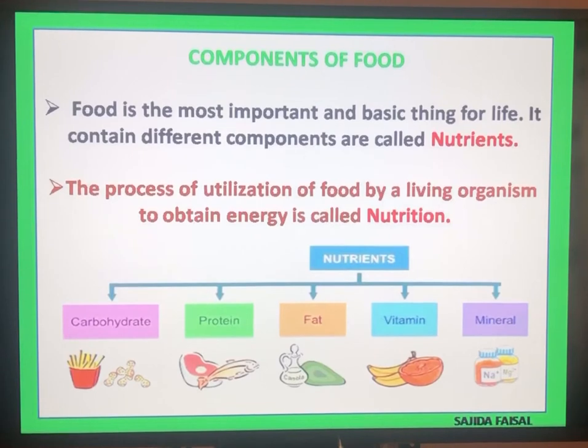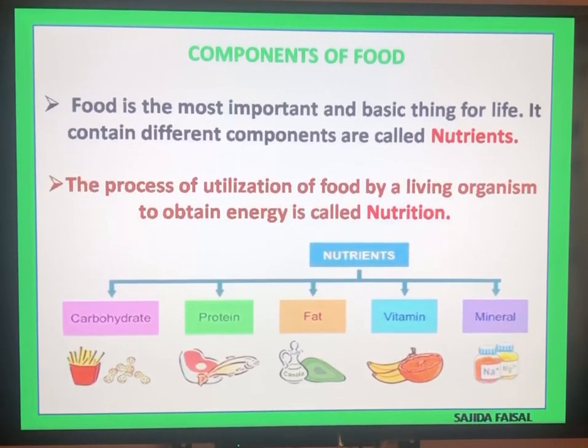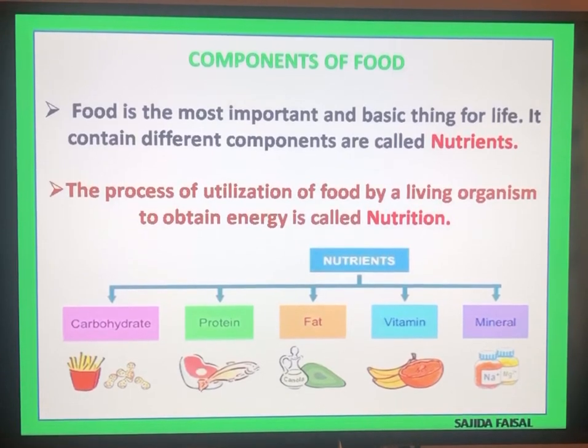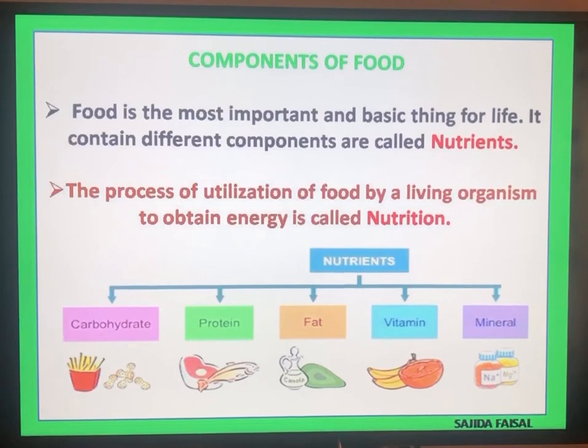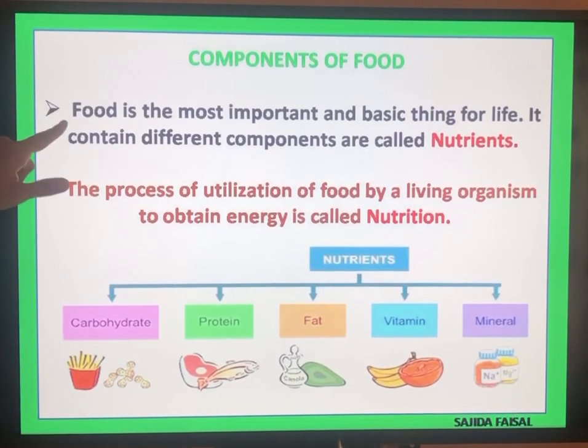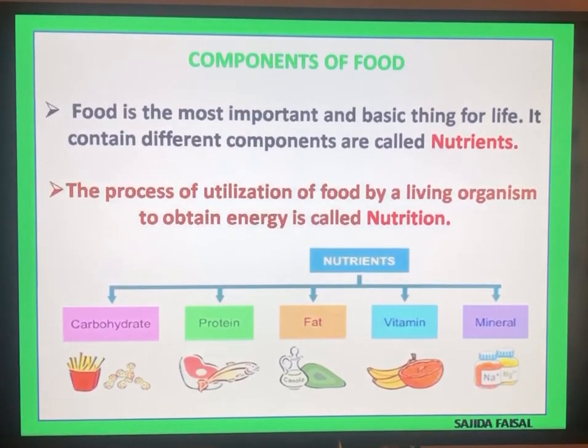Component of food. We know that we are eating food. For what we are eating food, we will be getting energy. That we learned in the 6th standard. What are the components of food? Also we learned. Then we can revise it. Food is the most important and basic thing for life. It contains different components called nutrients.